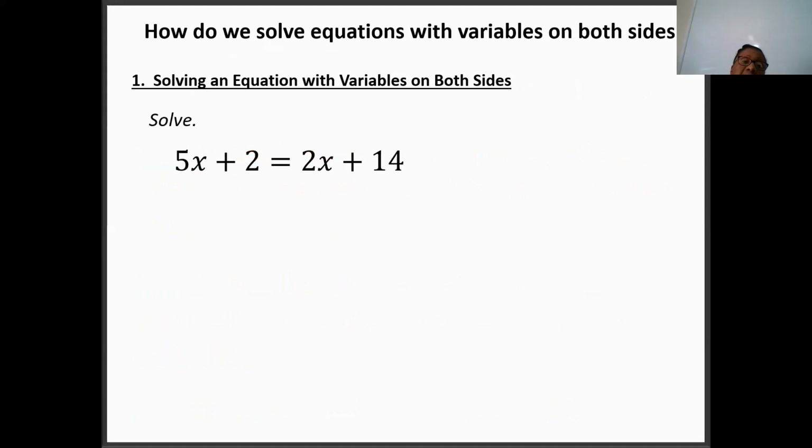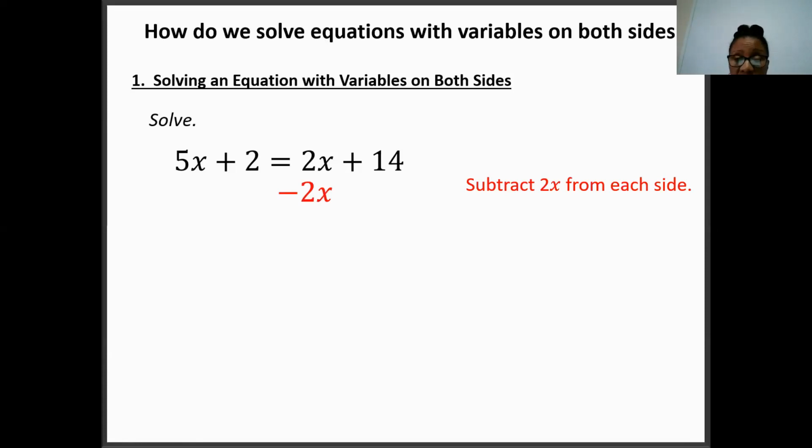Step number 1, our first example. Solving an equation with variables on both sides. Our equation is 5x plus 2 is equal to 2x plus 14. We have variables on both sides. We have 5x on the left and 2x on the right. And so what should we do? We can subtract 2x from each side.